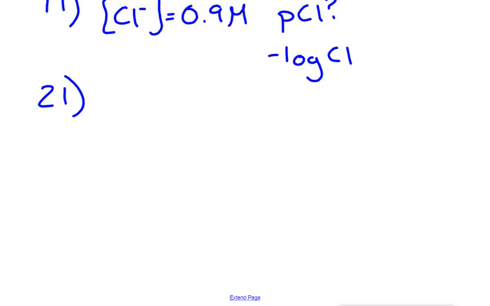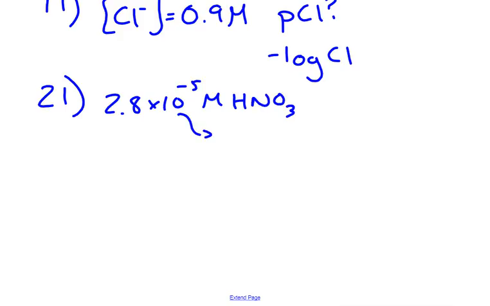So 21 is what type of problem? This is strong acid. This is nitric acid. So there isn't a lot to this. You have 2.8 times 10 to the negative fifth molar HNO3. That means this is also H plus. It's the same thing. So I'm just going right in.